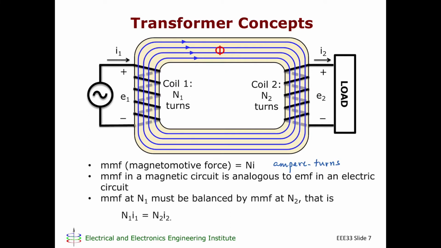MMF at N1 must be balanced by the MMF at N2. In an electric circuit, the corresponding rule is that the EMF encountered as you traverse a closed path is equal to 0, which is Kirchhoff's voltage law. So if N1 I1 is equal to N2 I2, then you have the relationship I1 over I2 equal to N2 over N1. This, by the way, is the structure of a basic two-winding transformer.